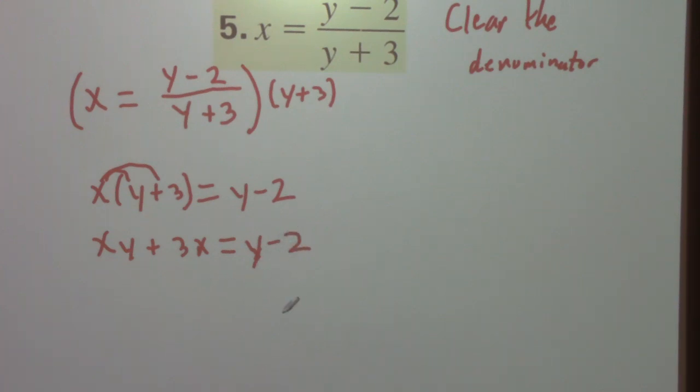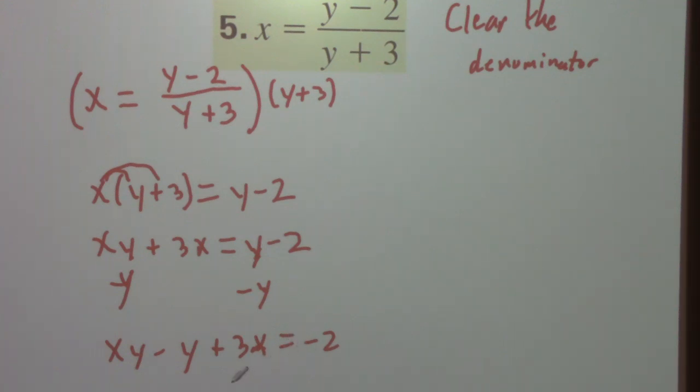Okay, let me tell you what I want to do, and then I want to get everything with a y in it over on the left side, and everything that doesn't have a y in it over to the right side. How do I get everything with a y on it to the left side? Okay, I'm going to subtract y from both sides here, okay? So if we subtract y from both sides, we have xy minus y plus 3x is equal to negative 2.